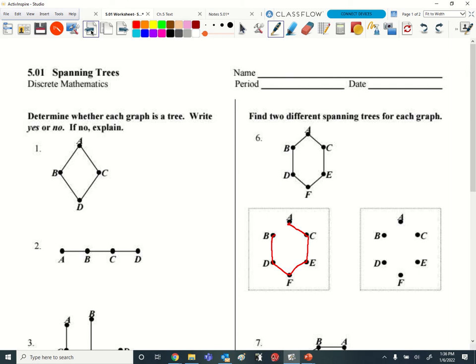So, yes. All right. Is number one a tree? No. Why? It's a circuit. Then what are you going to write? No, because it's a circuit. It's good. Muy bien. Number two. Yes, it is a circuit. Or, I'm sorry. Yes, it is a tree. I'm sorry, I said circuit. It is a tree. Sí, es árbol. Right? Did I say that right this time?